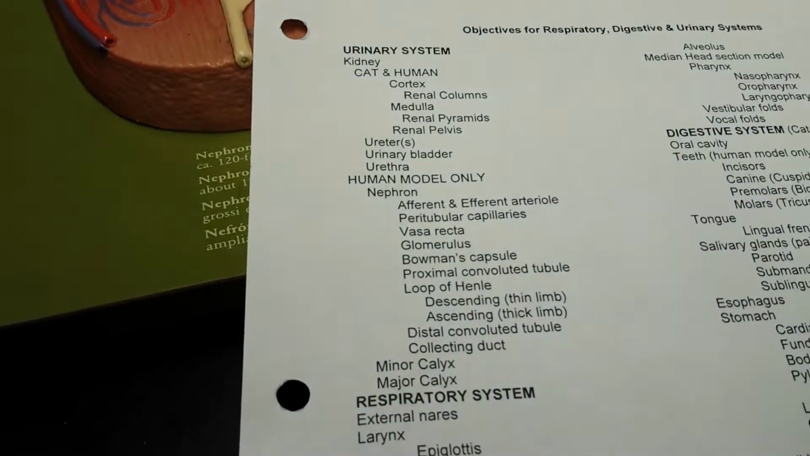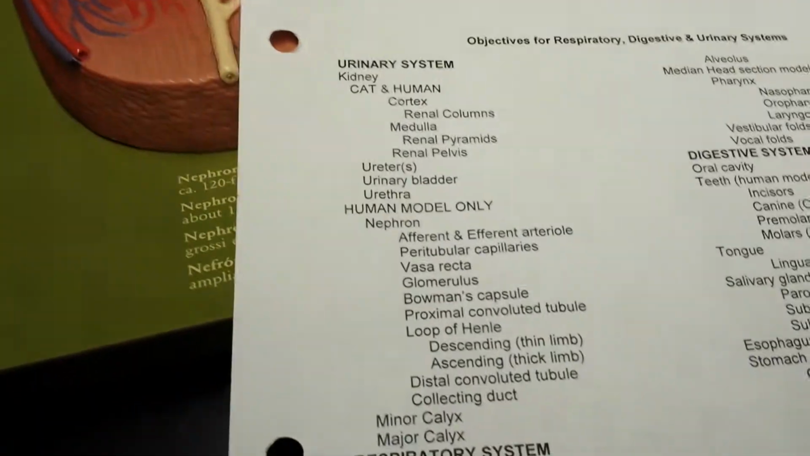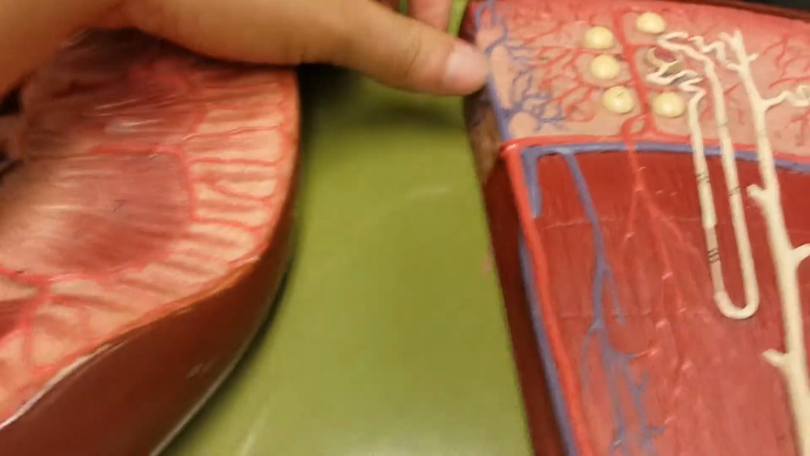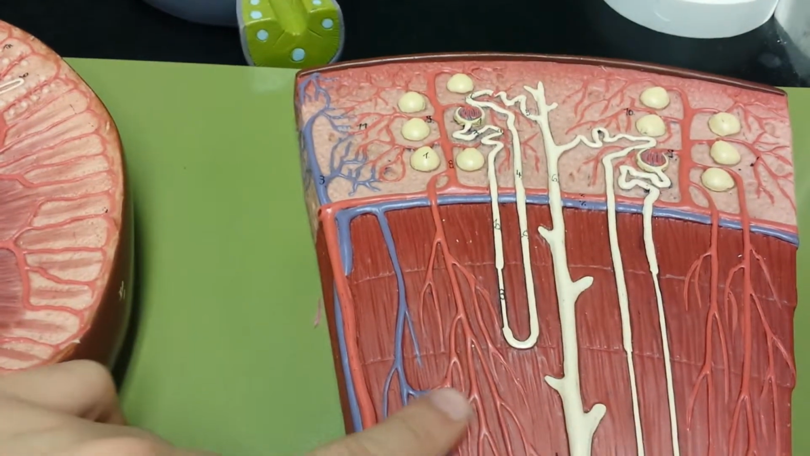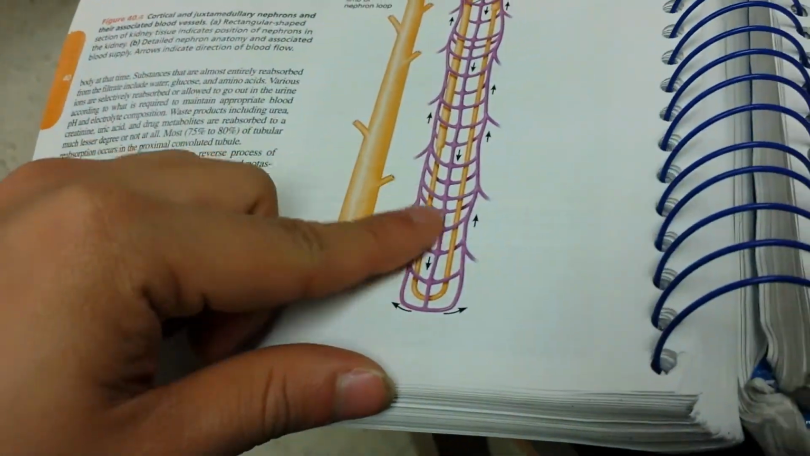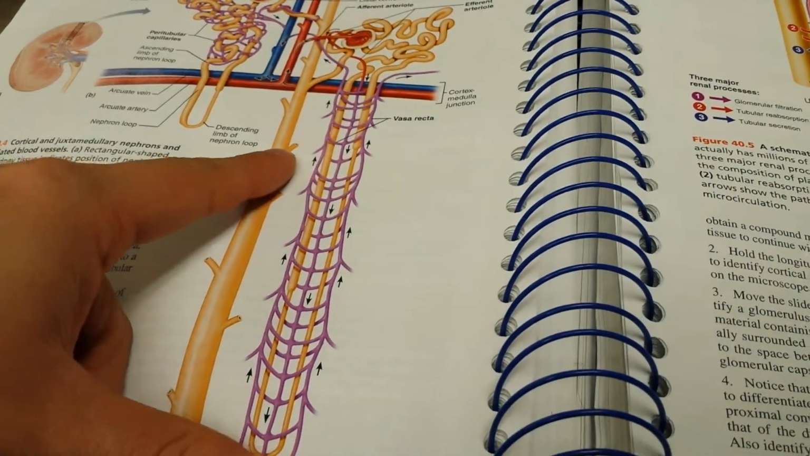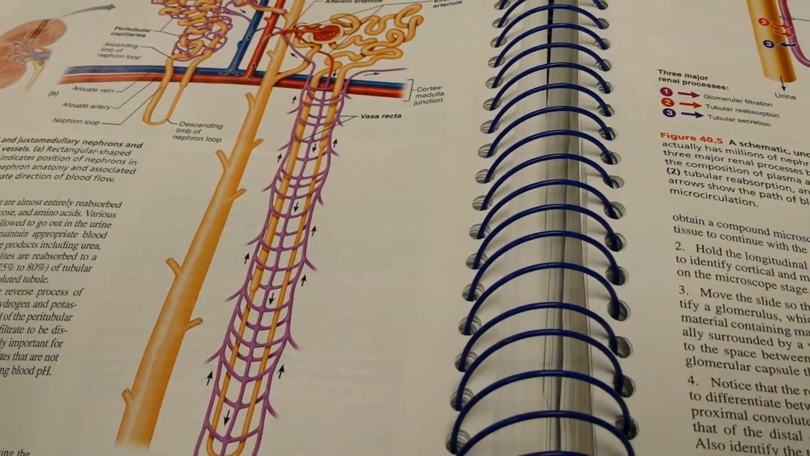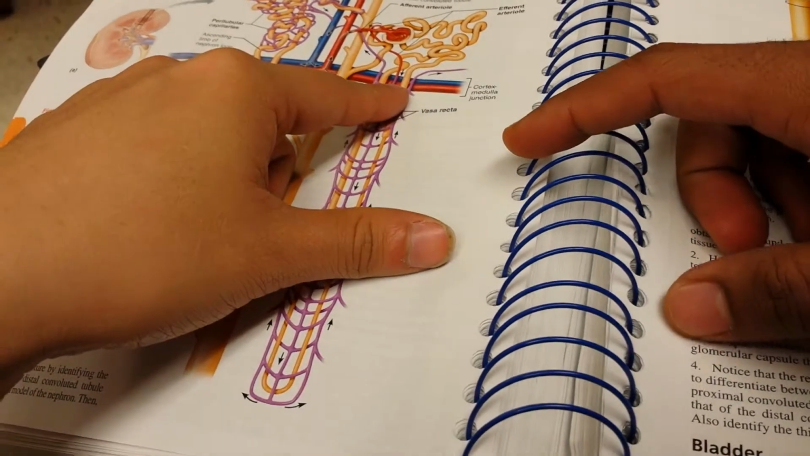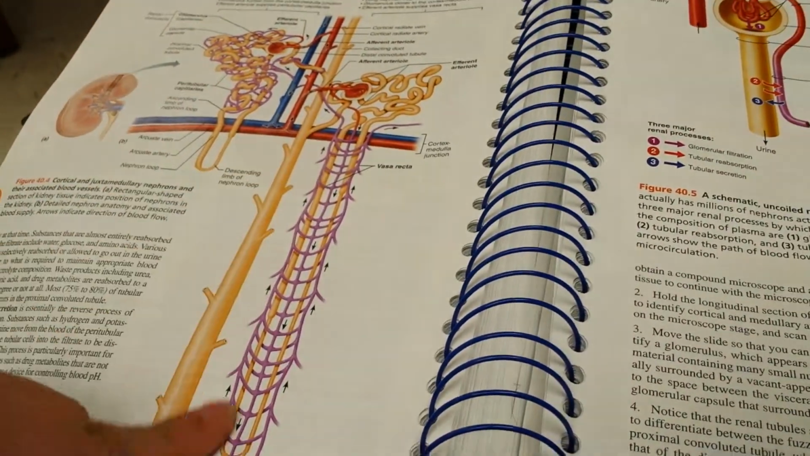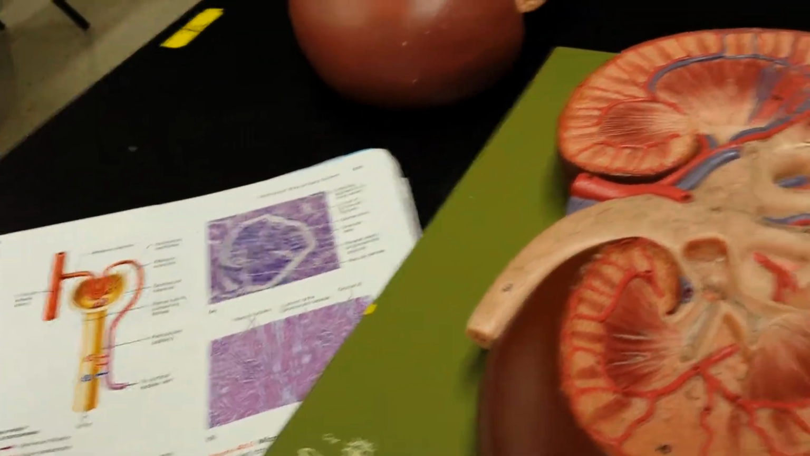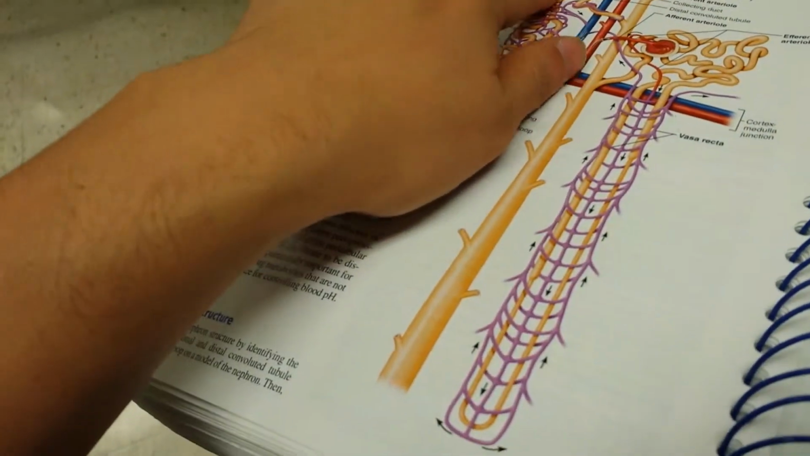And next one we have the vasa recta, which we can't find here. And here it says it's between. But you can see this on this one. It's kind of surrounding the loop of Henle, right? It might just be this. It looks like it's around this. There's the purple part that's around there. Yeah, I think it's around that.